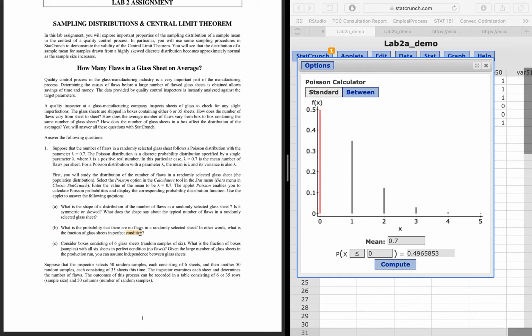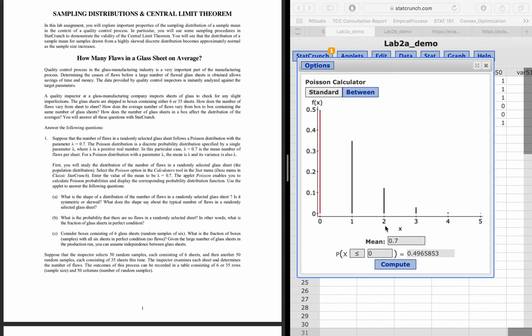What's the probability that there are no flaws? No flaws means, where x represents the number of flaws, x smaller than 0, which is the same as less than or equal to 0 here, because you cannot have a negative amount of flaws. So in this case, it's about 49%.